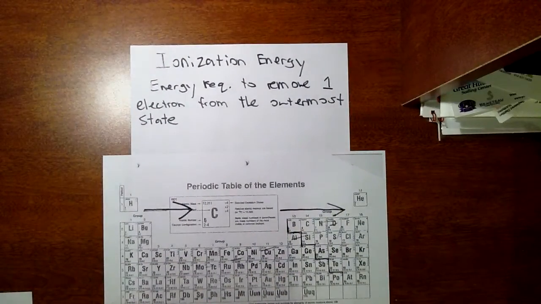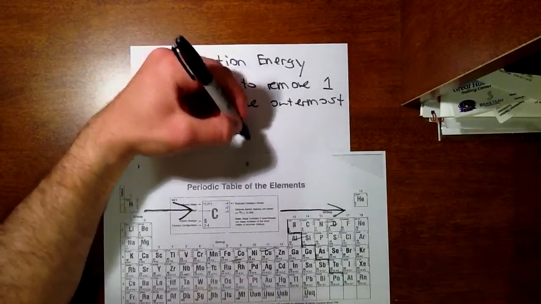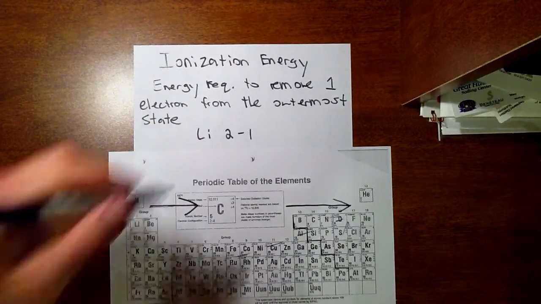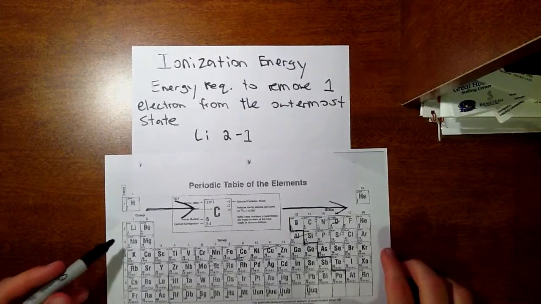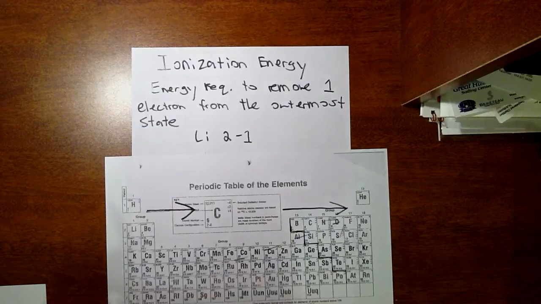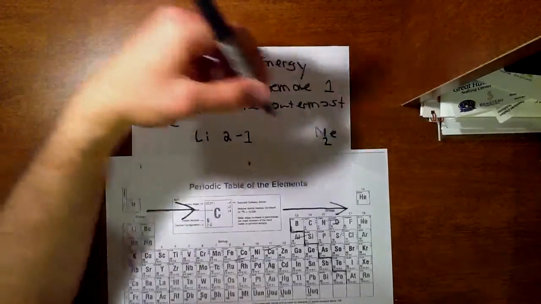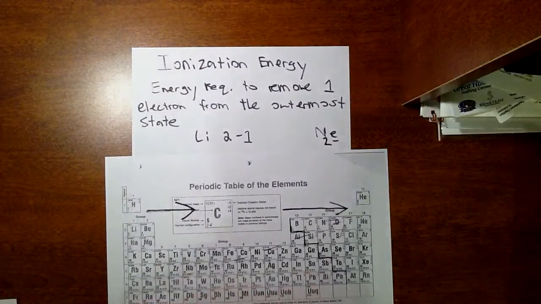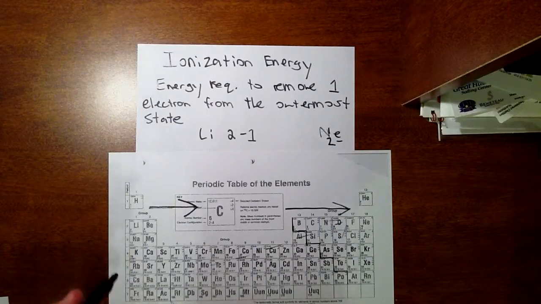Let us take, for example, the element lithium. Lithium has a configuration of 2,1, and it's going to want to lose that one electron so it becomes stable in the configuration of helium. Therefore, the energy required to remove that one electron from lithium is pretty low in comparison to the other elements.